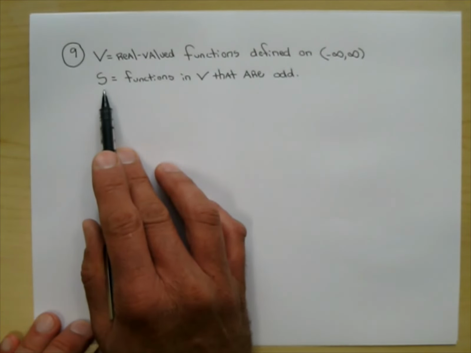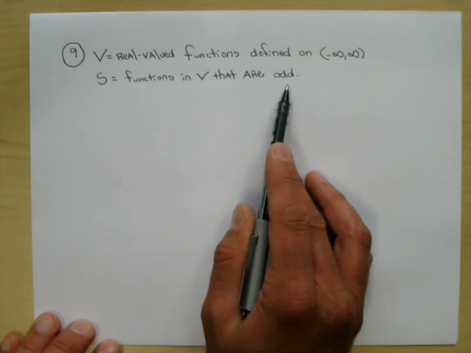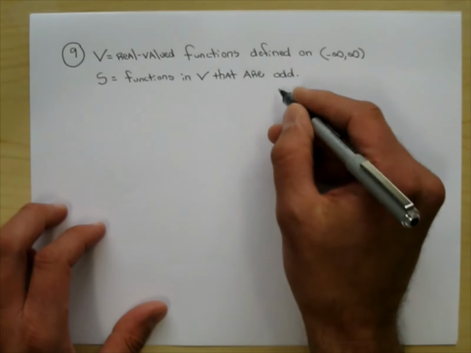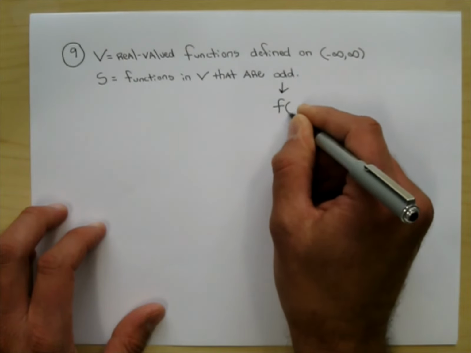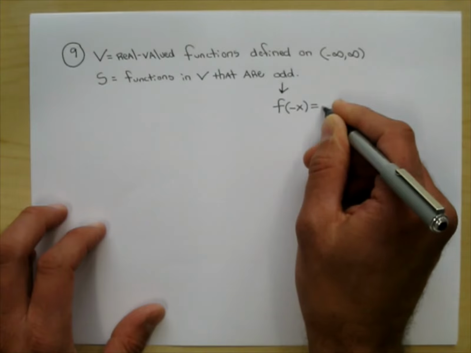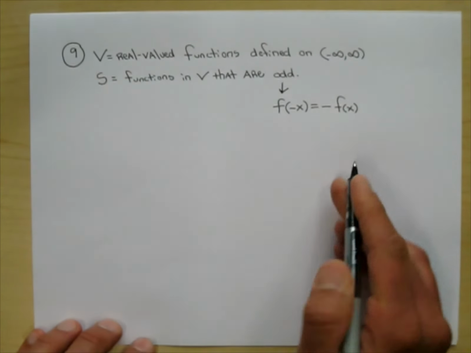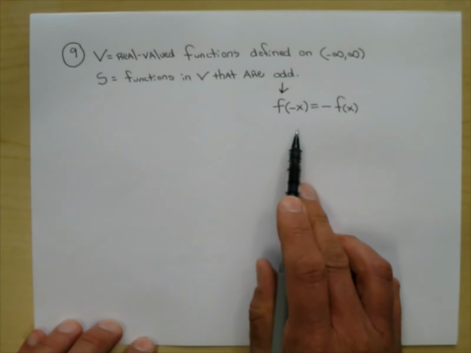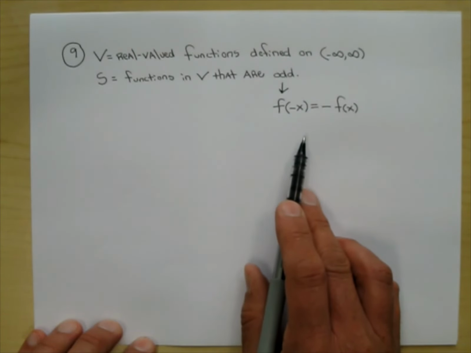And S happens to be functions in V that are odd. Okay? So what does odd mean? Odd means f of negative x equals negative f of x. Physically, what it means is it's symmetric about the origin. Which really means if you're looking at the graph and you turn it 180 degrees, you're looking at the same graph. Okay.